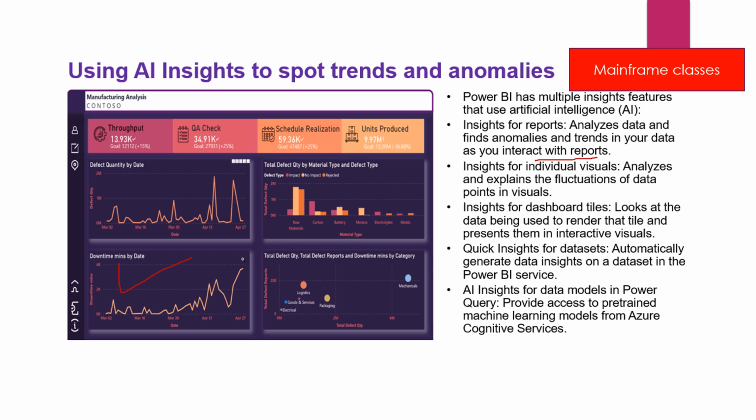Next is insights for individual visuals. That means it analyzes and explains the fluctuation of the data points in the visuals, that is, when your data goes down and when it goes up. So we analyze our data with the help of individual visuals in Power BI.